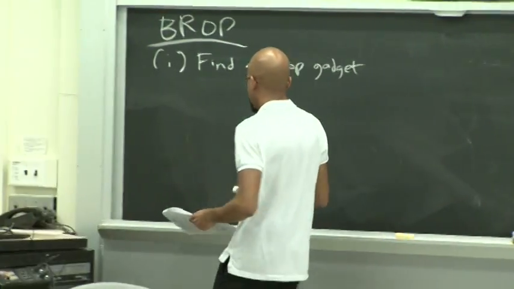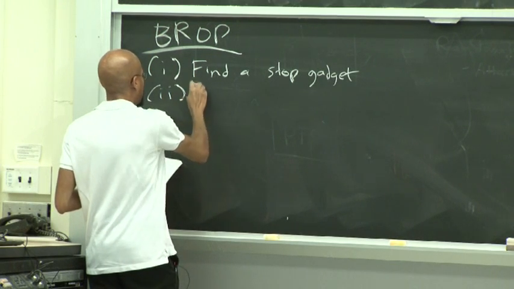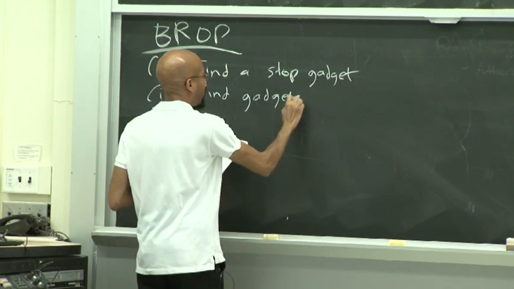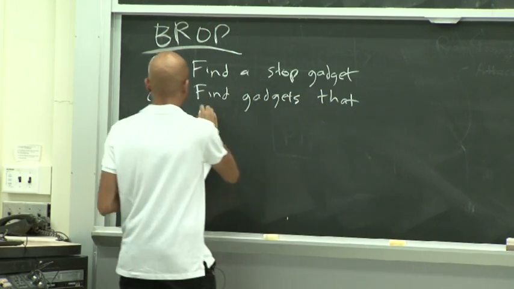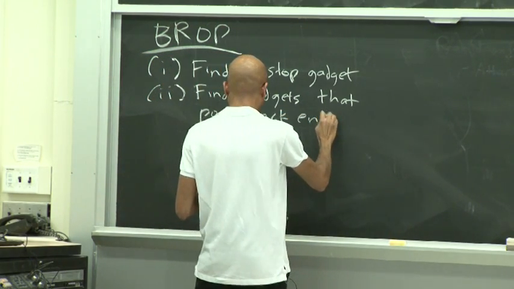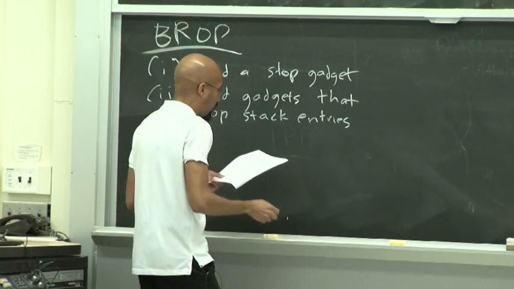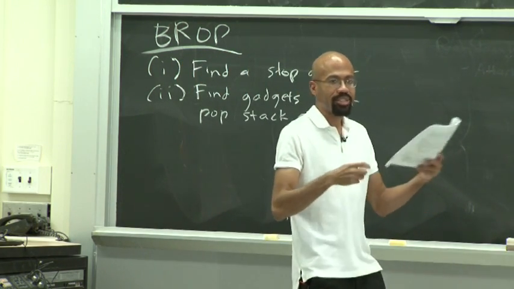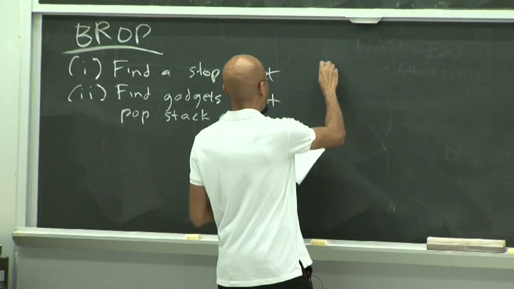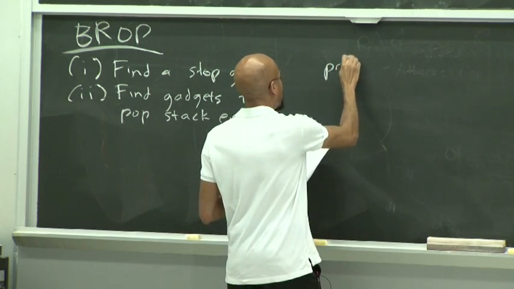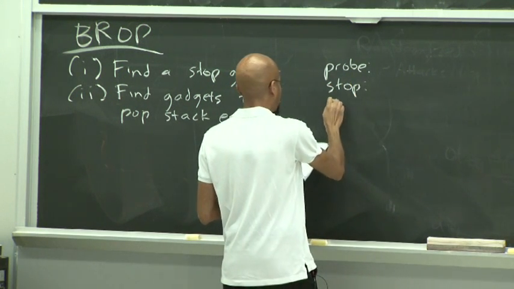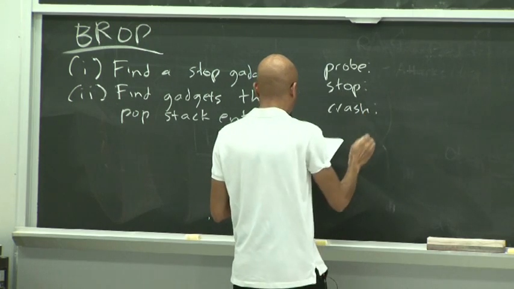Now, step two is that you want to find gadgets that pop stack entries. And so you basically have to use a sequence of carefully crafted instructions to figure out when you've got one of these stack gadgets. This sequence is going to consist of a probe address, a stop address, and a crash address.